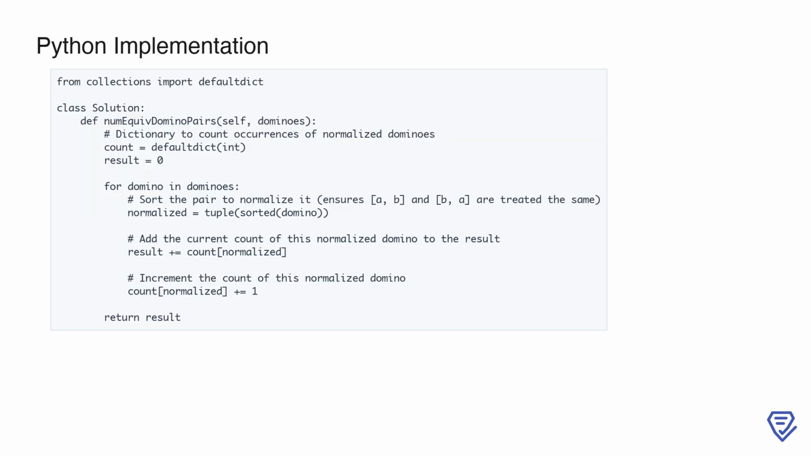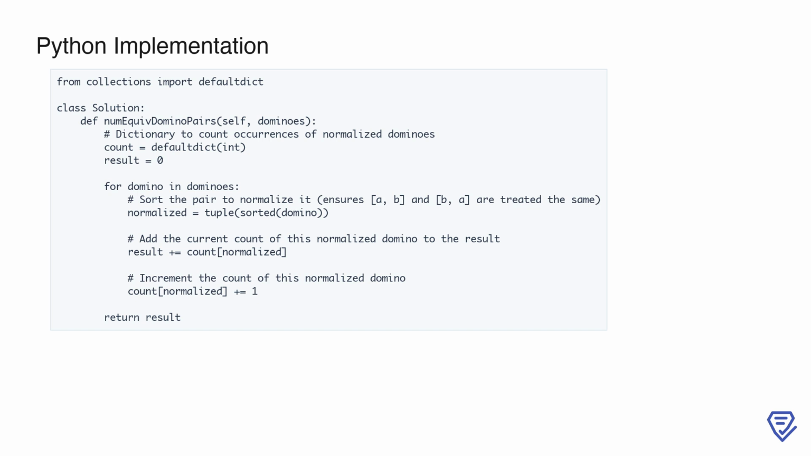This Python implementation solves the problem of finding the number of equivalent domino pairs efficiently. The key is to normalize each domino pair so that [A, B] and [B, A] are treated as the same. We use a defaultdict to keep track of the occurrences of each normalized domino pair. 1. Imports. We import defaultdict from the collections module to simplify counting normalized pairs.